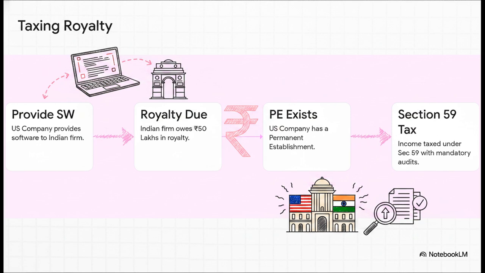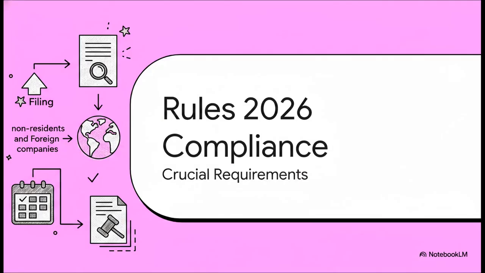The income is now taxed under Section 59. This means the non-resident is absolutely required to furnish a specific audit report, certified by an accountant, confirming the income connected to the PE. Let's get into Section 5, Crucial Compliance Requirements under the new IT Rules 2026.